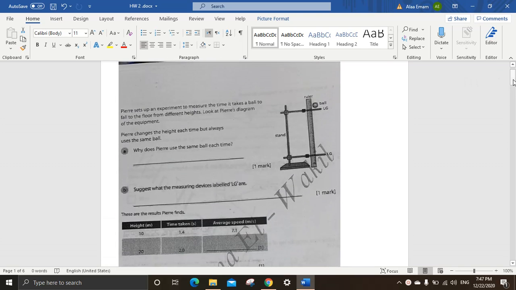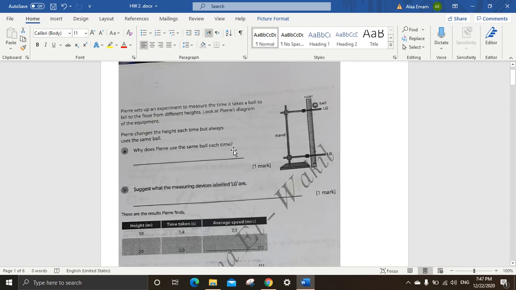48, the first question. As you can see, Pierre sets an experiment to measure the time it takes a ball to fall to the floor from different heights. Look at Pierre's diagram of the equipment. Pierre changed the height each time but always uses the same ball. Now, why does Pierre use the same ball each time?